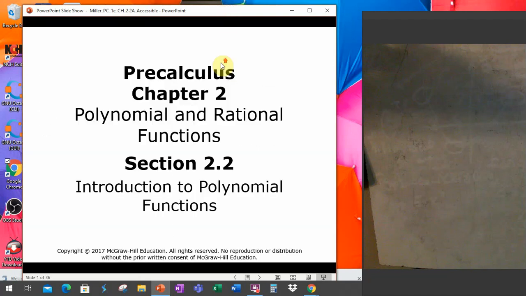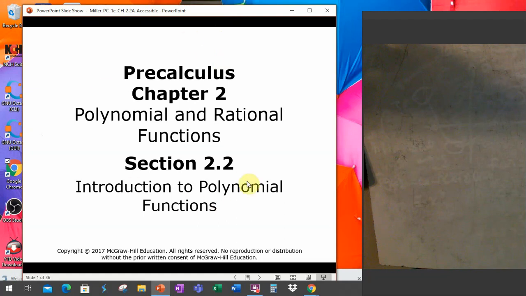So let's get started with 2.2, Introduction to Polynomial Functions. A quadratic is a polynomial function, so everything that we have learned about polynomials goes into it. Everything about quadratics still fits in. We're going to add some things to it. Everything we know is going to jive with what we're about to talk about.